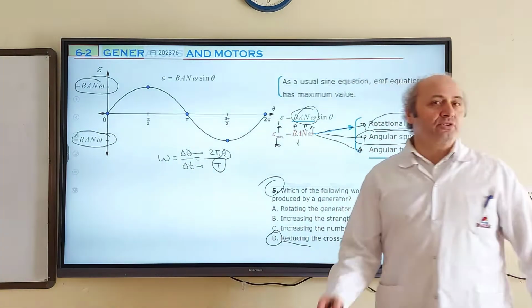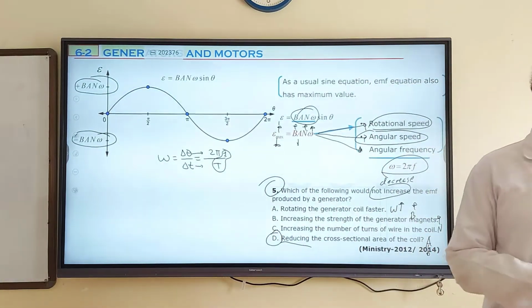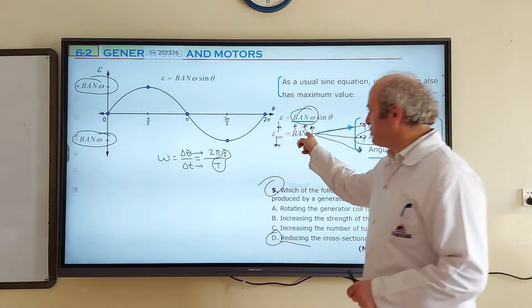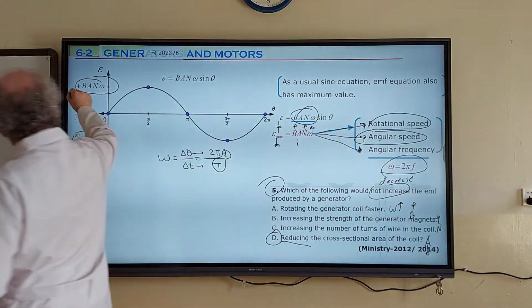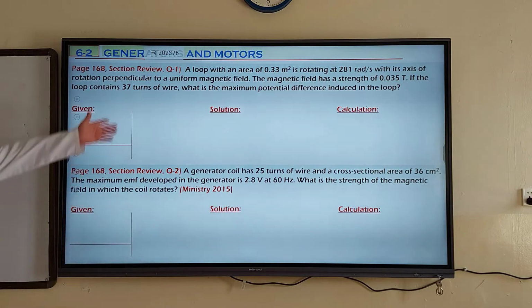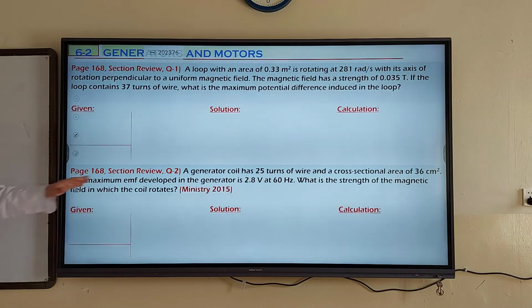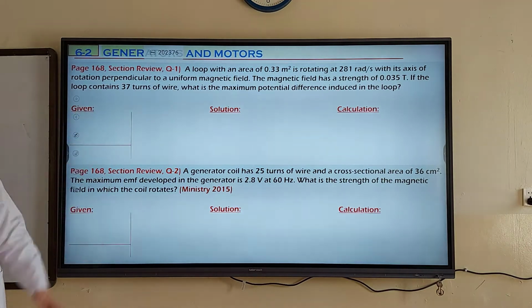Now, about this title, in this section, we have only 3 problems we will solve. 2 are about this maximum EMF. I will solve just one of them. First one is easy. You will solve the first one on your own. I will solve the second one. Both are sectional questions.